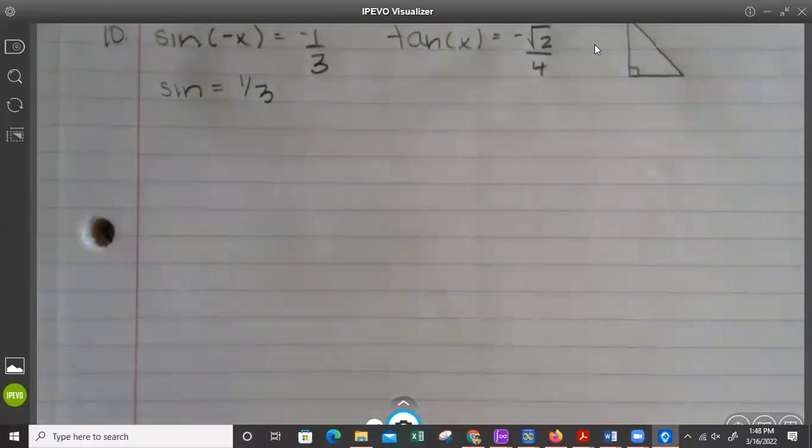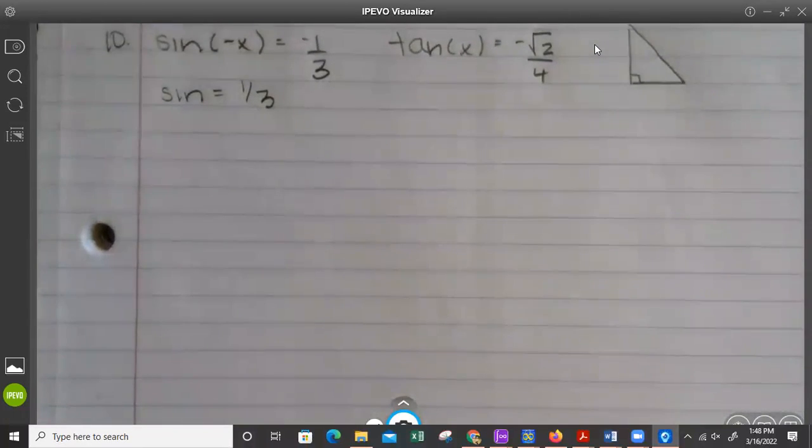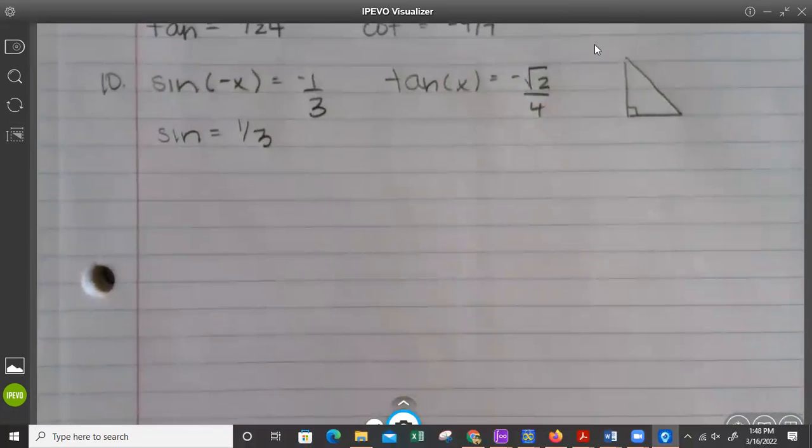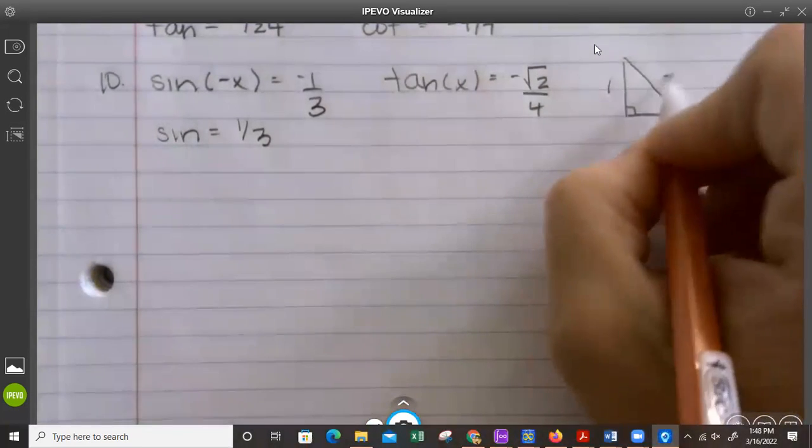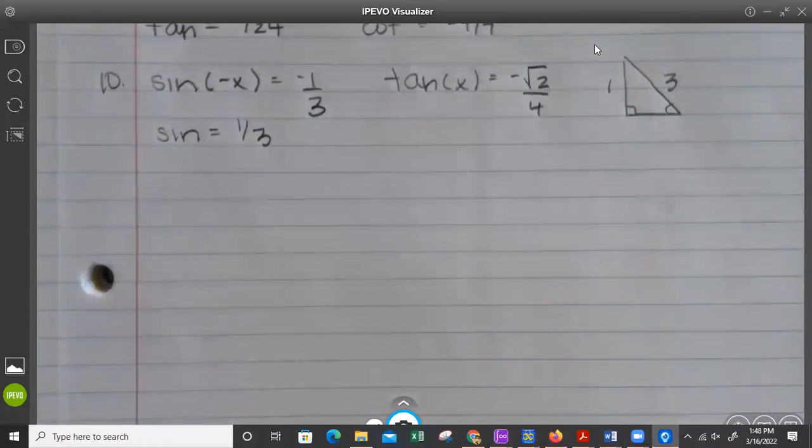So if we have our triangle, sine is opposite over hypotenuse. So our opposite was 1. Our hypotenuse was 3. How do we get that bottom number? Tangent's not really going to work for us because it doesn't look like the 3 or the 1. So think about it a minute. How do I get the bottom number?